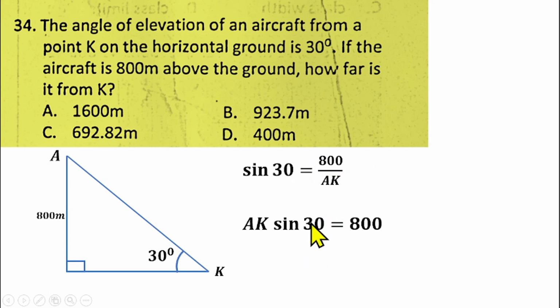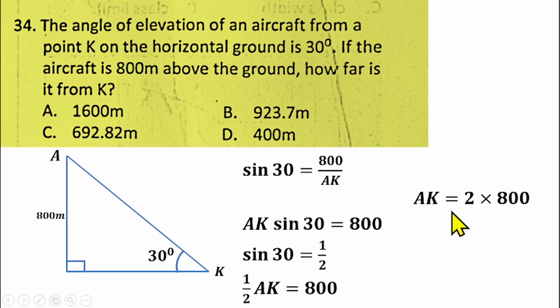But if you don't know that you can cross multiply, you have AK sine 30 equals 800, divide both sides by sine 30. I said sine 30 is 1 over 2. So that gives us 1 over 2 AK equals 800. Cross multiply, AK will be 2 times 800. That gives us 1600 meters as the distance of the person from the aircraft. So that makes option A the right answer for question number 34.